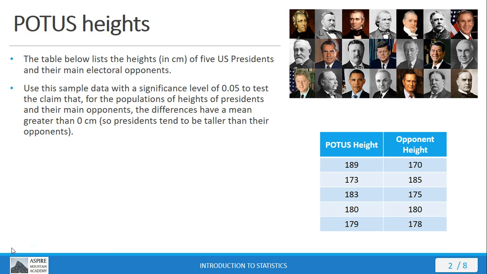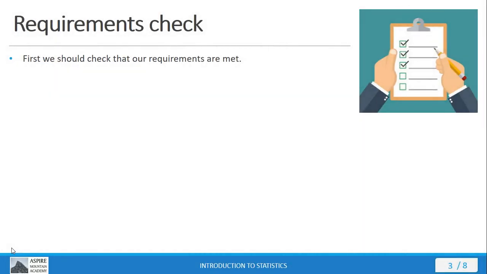Here we see in the table the selected data for 5 presidents of the United States and their electoral opponents. This is the data that we're going to use to illustrate our methodology. First, we're going to check to make sure our requirements are met. Samples are dependent because the values are paired. Each member of the POTUS group is paired with a unique member of the opponent group, and so we're looking at paired data.